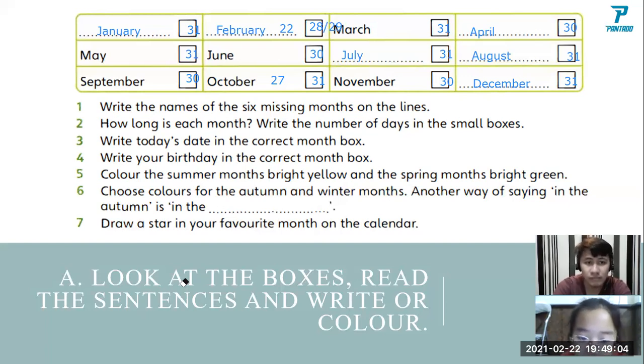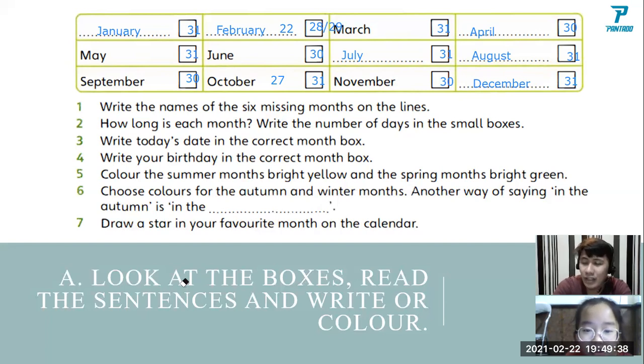Color the summer months bright yellow and the spring months bright green. Are there four seasons in Vietnam? Yeah. Do you have snow sometimes in Vietnam? Yeah. Okay, so color the summer months bright yellow. What are your summer months? I don't know. You don't know. I see. Usually, when is the summer time?